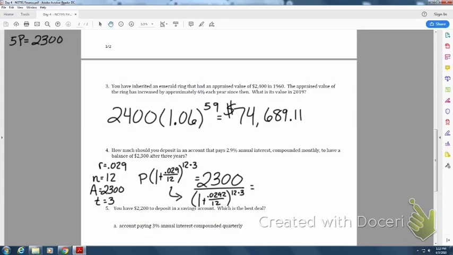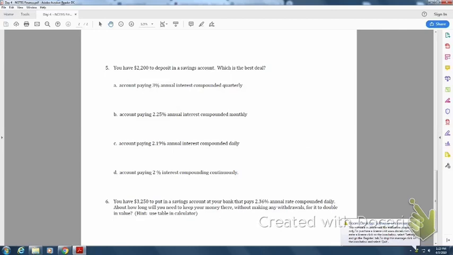If you did not get 2,107.32, raise your hand so we can come look at your calculator. $2,108.58.